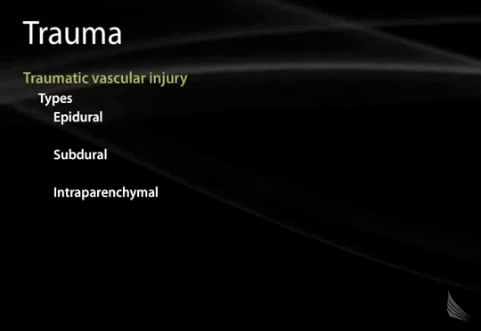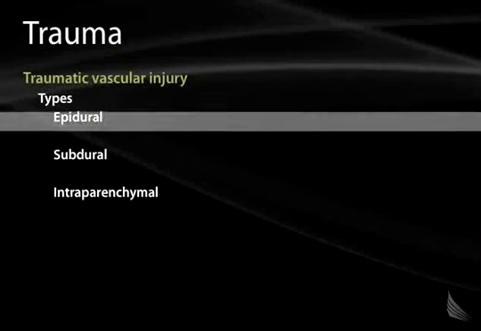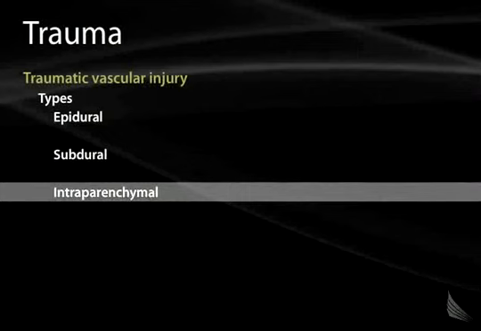Let's talk about some trauma. Traumatic vascular injury. There are three common types of traumatic vascular injuries: epidural, subdural, and intraparenchymal hemorrhages.